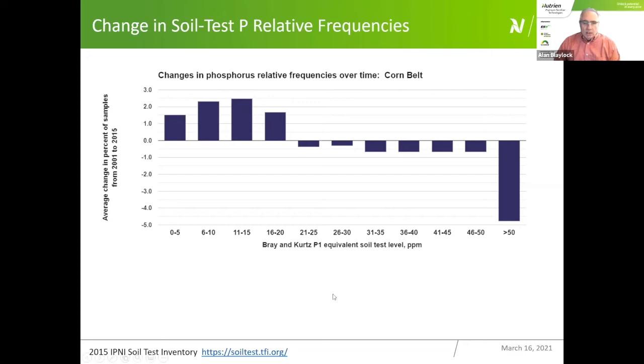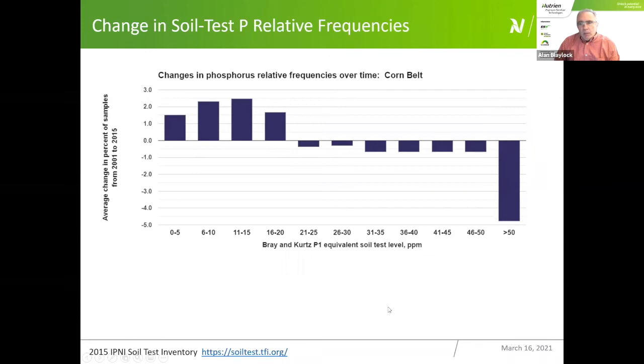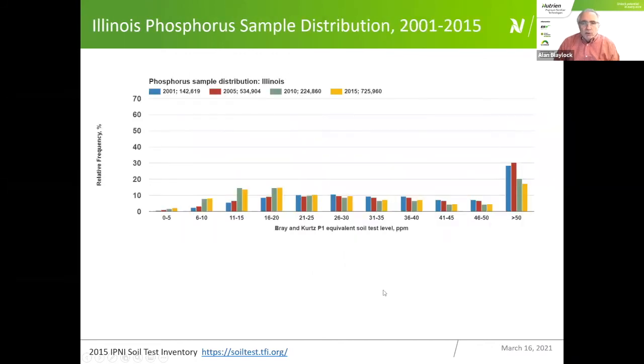Okay, so anyway, this is a picture of the Corn Belt states and the changes that have been occurring. Just something to pay attention to. The increase in the number of samples in the suboptimal levels would be something of concern. Now, I also pulled out Illinois here just as an example, and I'm not picking on Illinois specifically. It's just showing that same trend.